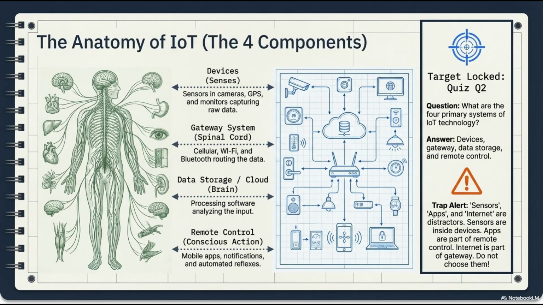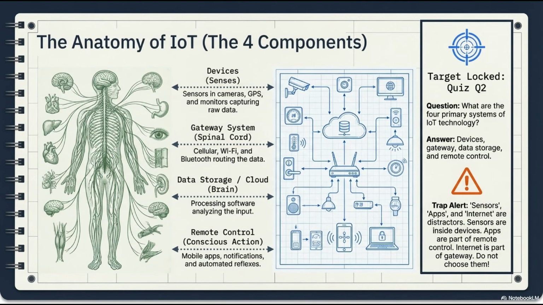And we have our first target locked right here. Guaranteed exam question. What are the 4 primary systems of IoT technology? Your target answer is devices, gateway, data storage, and remote control. But, and this is a big but, trap alert, do not get fooled by distractors on this question. They will try to sneak in words like sensors, apps, or internet.